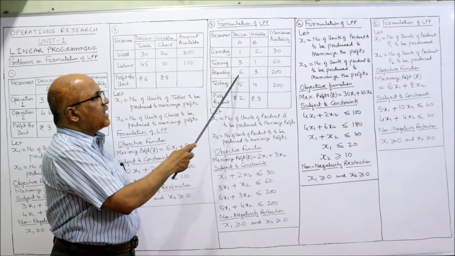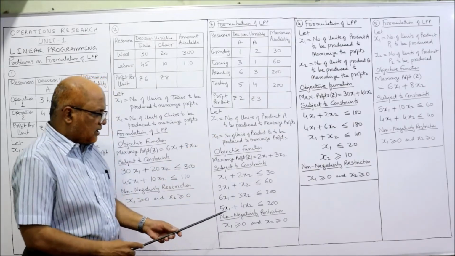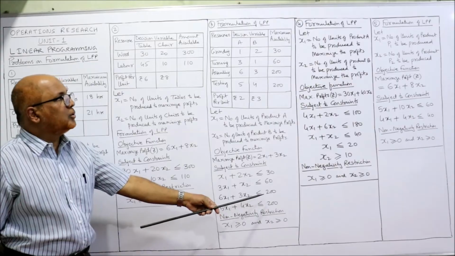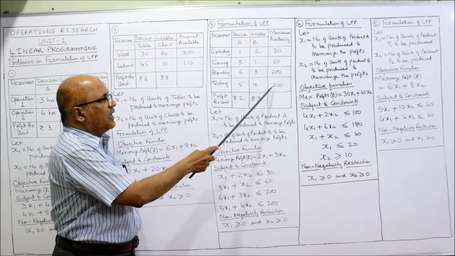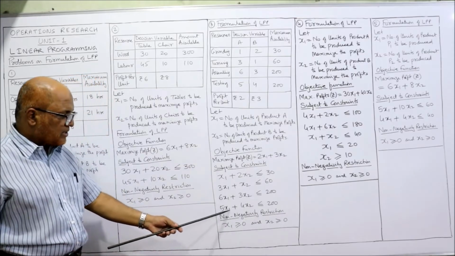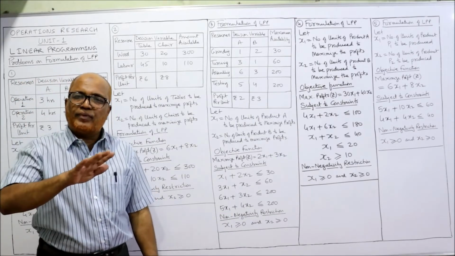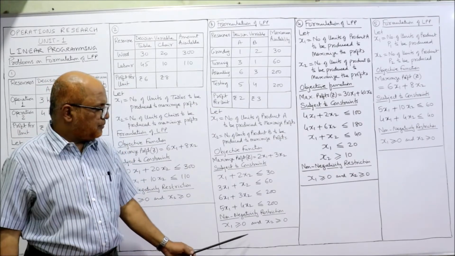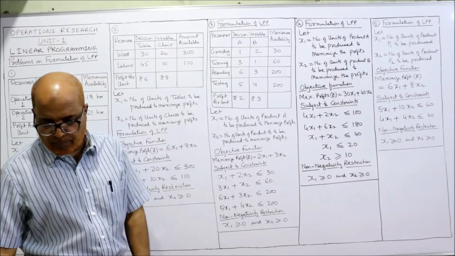Third, 6x1 plus 3x2 is less than or equal to 200. Last one, 5x1 plus 4x2 less than or equal to 200. Non-negativity restriction, x1 and x2 will be 0 or positive, it will never be negative. That's it. This is the formulation of LPP, third problem.